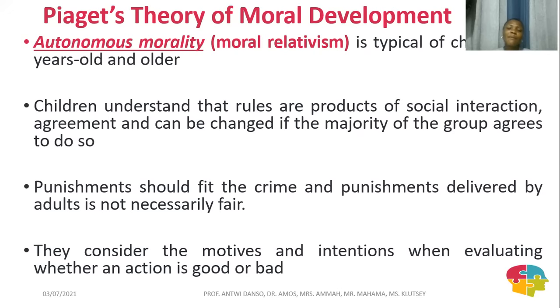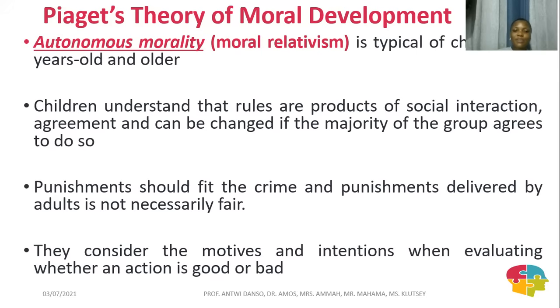The second type of morality is what Piaget calls the autonomous morality. The autonomous morality happens in children 10 years and above. Here they understand that rules are made as a result of social interaction. Rules are agreed on by a group of people and they can be changed if the majority of the group says that they should change those rules. So now the child is cognitively mature enough to understand that look, the rules are made by human beings and they can be changed by these same human beings.